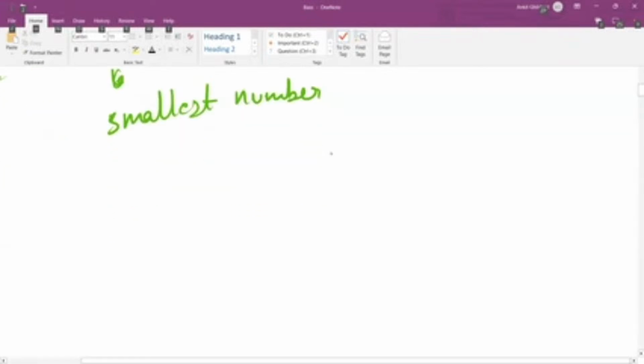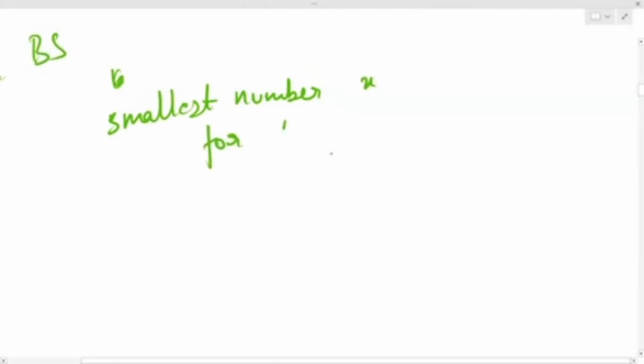So we have to find the smallest number x for which the factorial of x, like you may write it like this also, has at least some n trailing zeros. So how to solve this problem?